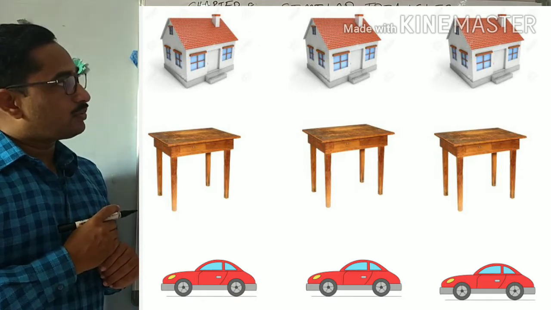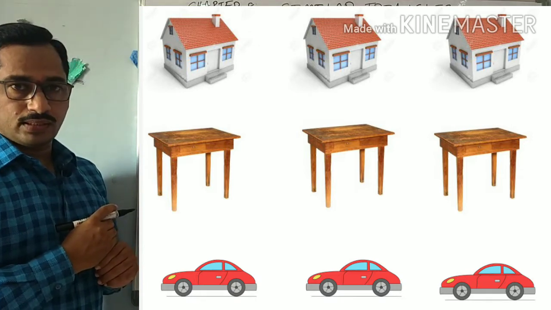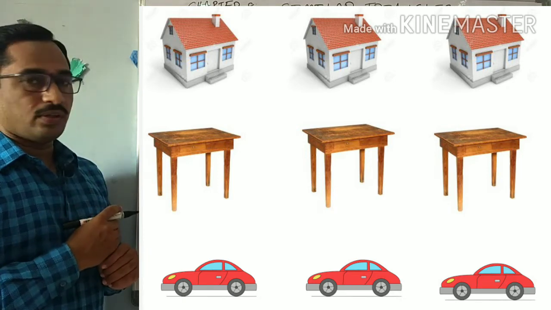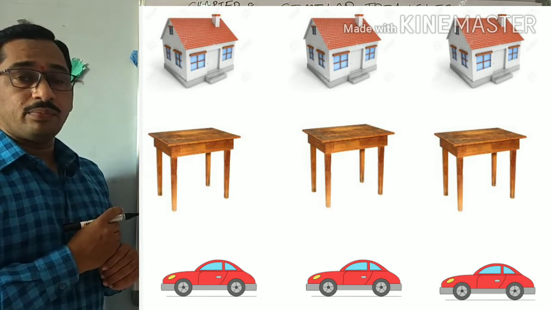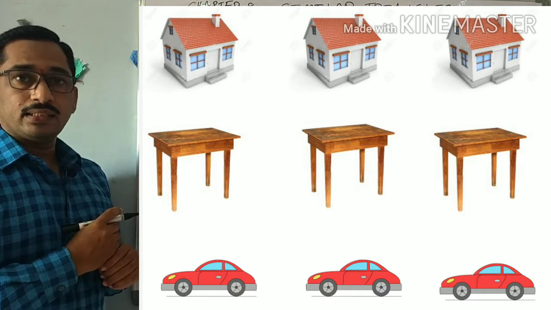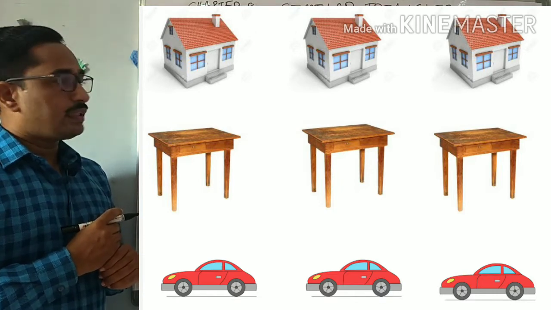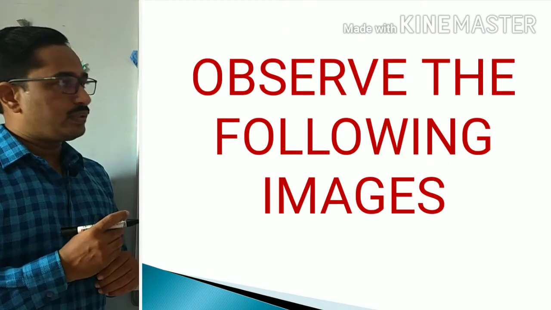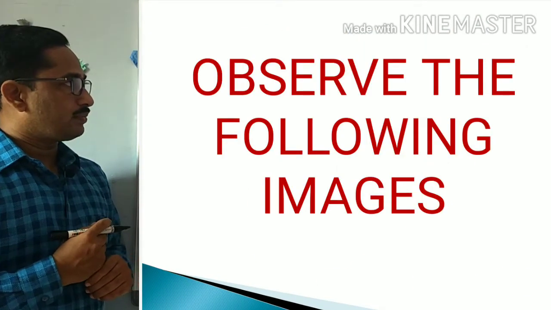So what do you conclude from this? In all 3 images, they are in the same shape and same size. These types of figures are known as congruent figures. Now observe the second type of images.